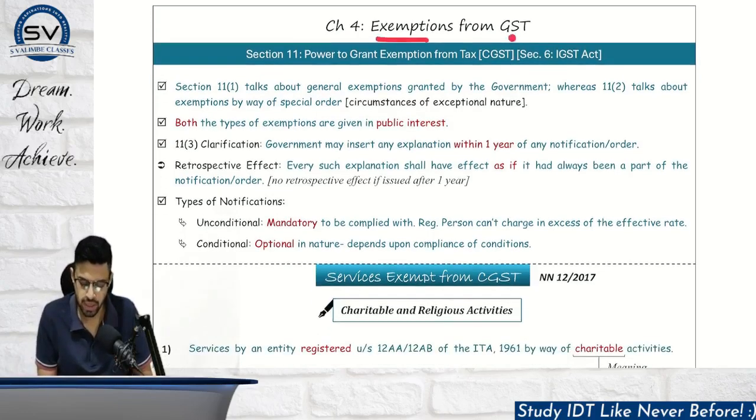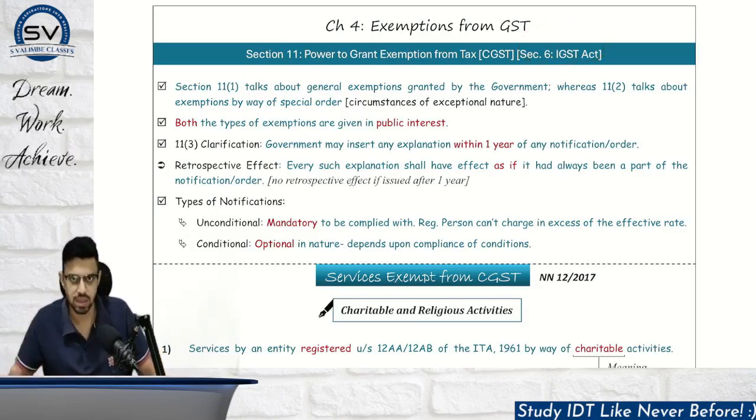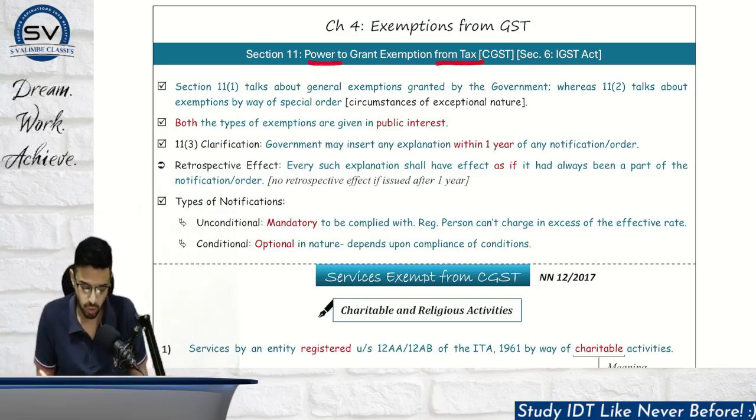Chapter number 4, exemptions from GST. Section number 11, this talks about the basic power. To do anything, we require power in that. So section number 11 and correspondingly section number 6 of IGST, they give the power to government to exempt certain goods, certain services. Goods exemption per se is not a part of our course, but services exemption is. Power to grant exemption from tax.